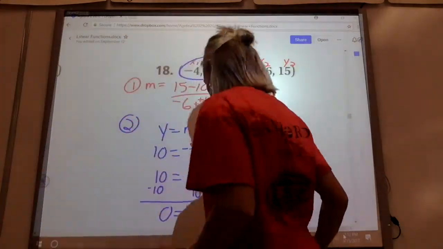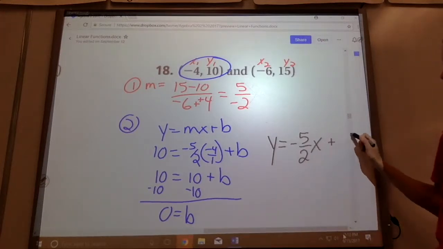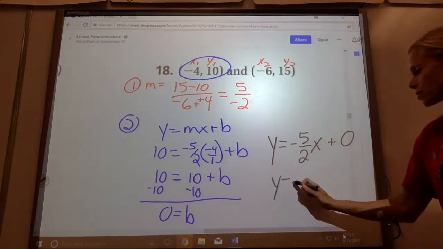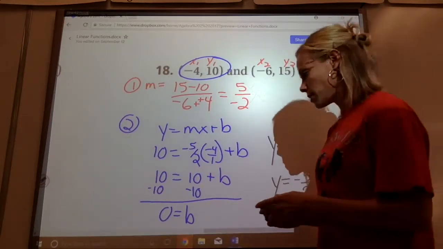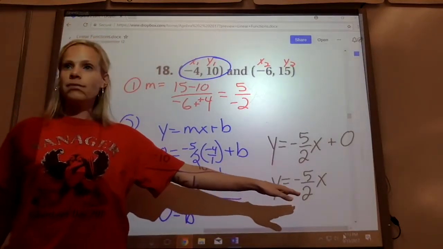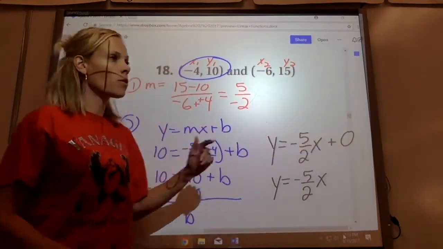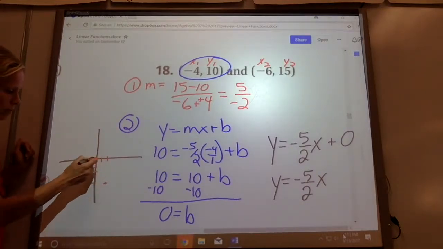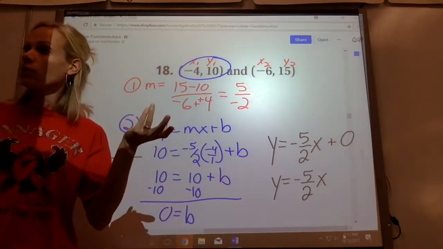So how could you write that answer? You could write it with the slope, like this plus 0. That wouldn't be wrong, but most of the time you would see it like this, just -5 halves x. Okay. But I like this example because here's a great question. How would I graph this? -5 halves x. Very good. This 0 means start at the origin. And then I would go down 5 over 2. So whenever your b is 0, that means you're starting at the origin and then doing your slope.